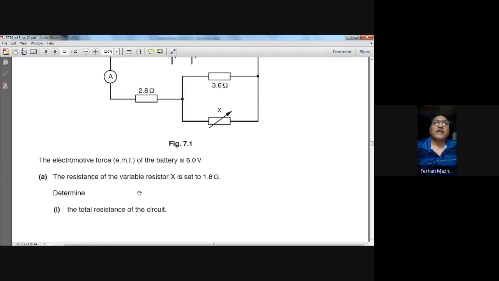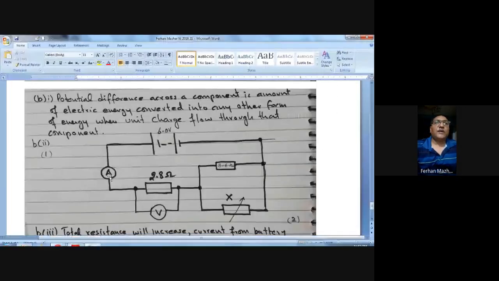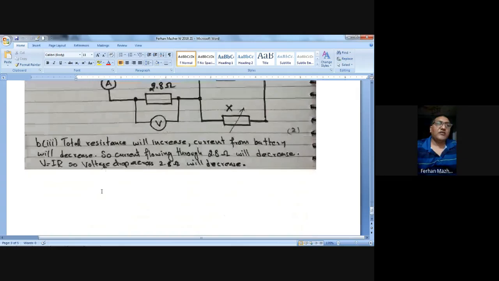A voltmeter should be connected parallel to the 2.8 ohm resistor. Then you will be able to measure the potential drop across the 2.8 ohm. I have also drawn this diagram on a separate paper, and on your screen right now you are able to see that. The whole diagram is the same, but parallel to the 2.8 ohm resistor I have connected a voltmeter. Sorry, it's a 1 mark diagram. You have to draw a voltmeter parallel to the 2.8 ohm resistor.